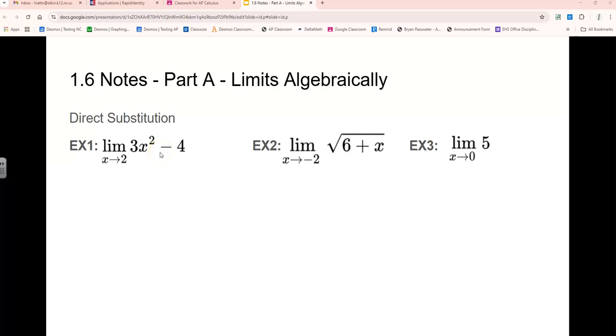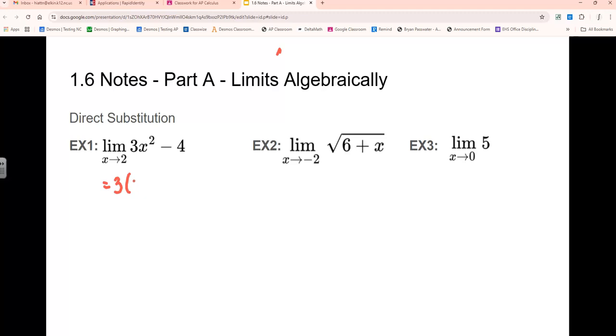This is by far the easiest type of algebraic limit that you are going to do. When you have direct substitution, you just plug the number in. And if you can plug the number in and you get an answer, that is your answer. You don't have to think about it in any more depth. That is the answer. So for example, for this first one, to do this limit, you're just plugging in 2 to see if it works.